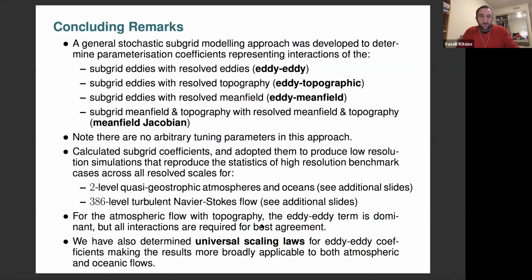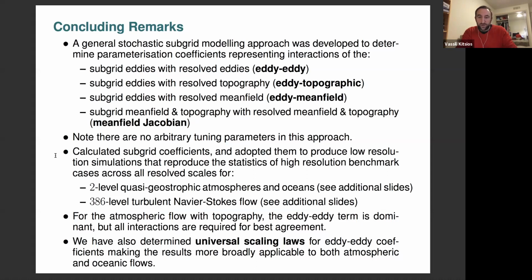Okay, so in terms of concluding remarks, I've presented a general stochastic subgrid modeling approach that represents all of the classes of subgrid interactions. So interactions between subgrid eddies and resolved eddies, interactions between subgrid eddies and resolved topography, interactions between subgrid eddies and resolved mean field, and the mean field Jacobian, which is the interactions between the resolved and subgrid mean field and topography. Note there are no arbitrary parameters in this approach. It's all a data-driven approach calculated from a higher resolution reference database.